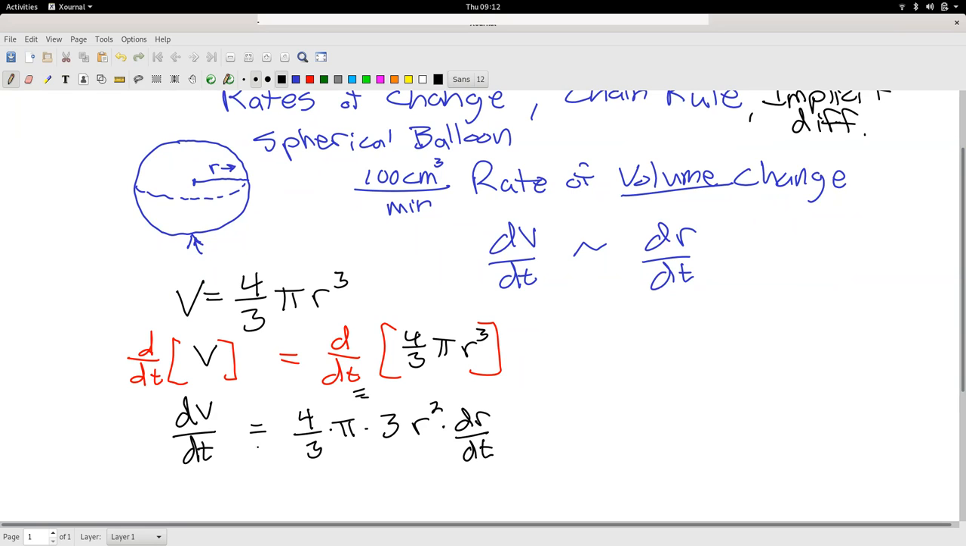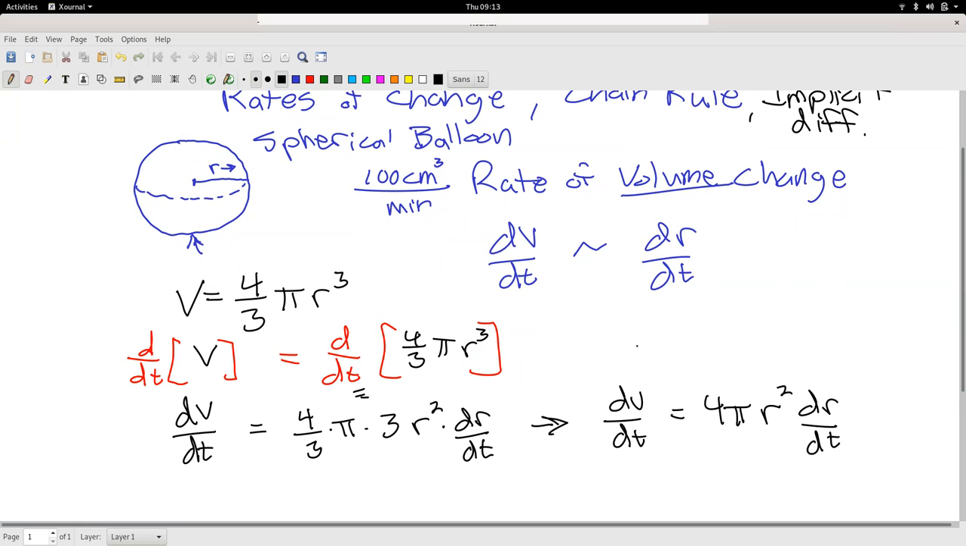So now I have this relationship between the change in volume and the change in radius, based on the relationship between volume and radius. And we can clean that up a little bit, right? So dV/dt is equal to, let's see, the threes divide out, so 4 pi r squared dr/dt.